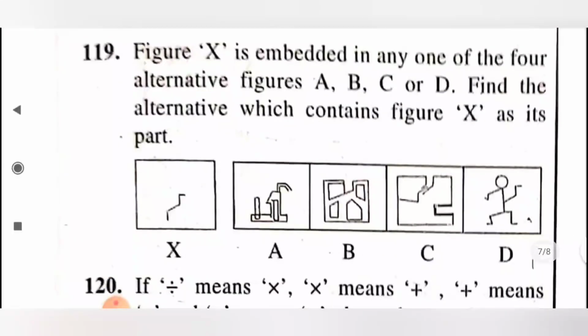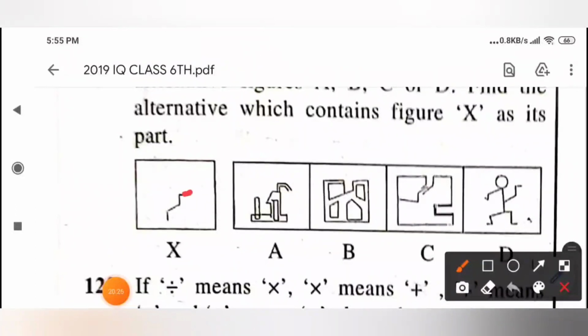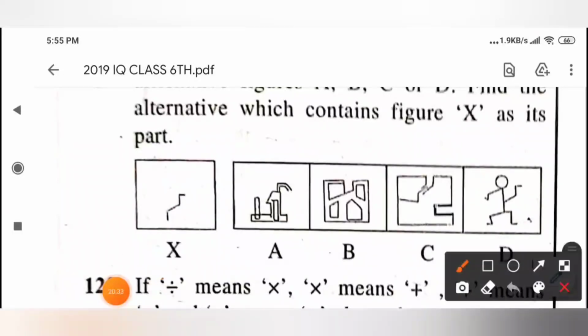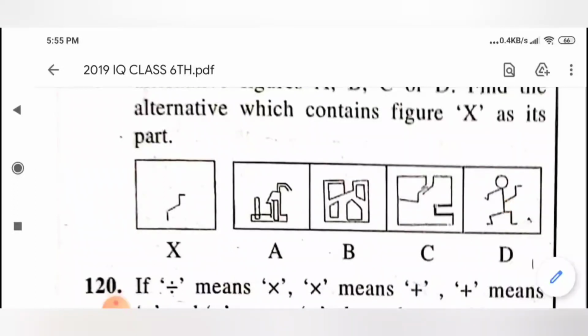119. Figure X is embedded in any one of the four alternative figures A, B, C or D. Find the alternative which contains figure X as its part. We have to locate this X. Where is this X hidden? We need to find out. On analyzing, you will clearly see X is hidden here. X is hidden in option D.